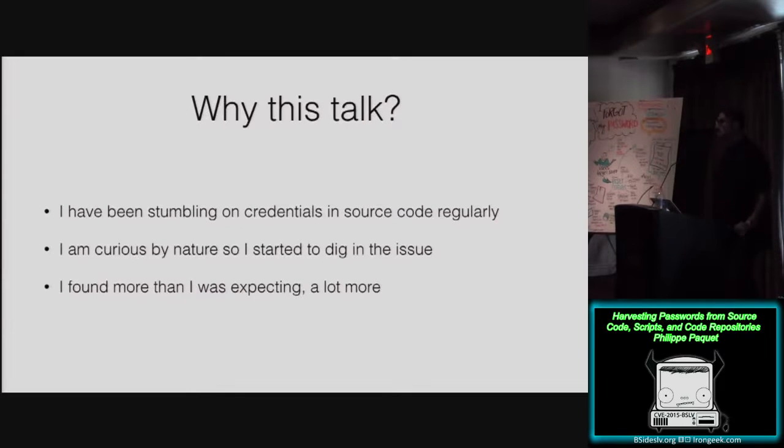I've been stumbling on passwords in source code very regularly and getting some amount of frustration about it. And because I'm curious by nature, I started to dig in that area. And I found a lot more than I was expecting. I was expecting to find in some repository just a few passwords, some credentials, and what I found was actually very impressive. If you want to own a desktop network, you're going after the domain controller. If you want to own the data center, go after the code repository. Everything is there.